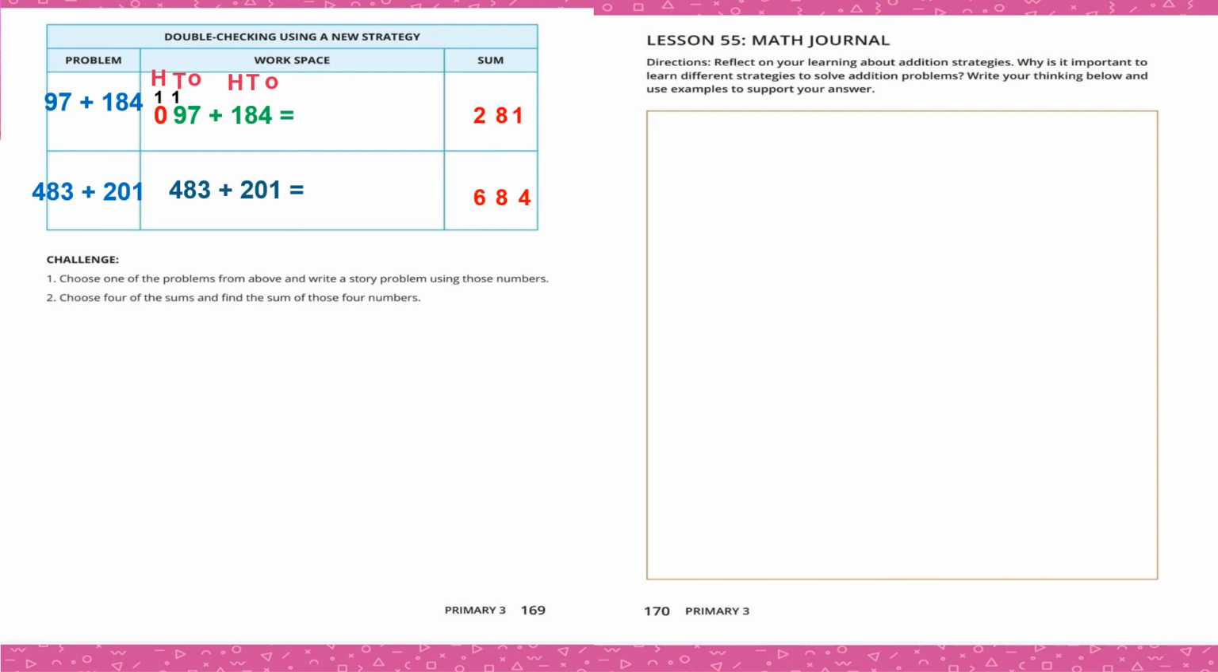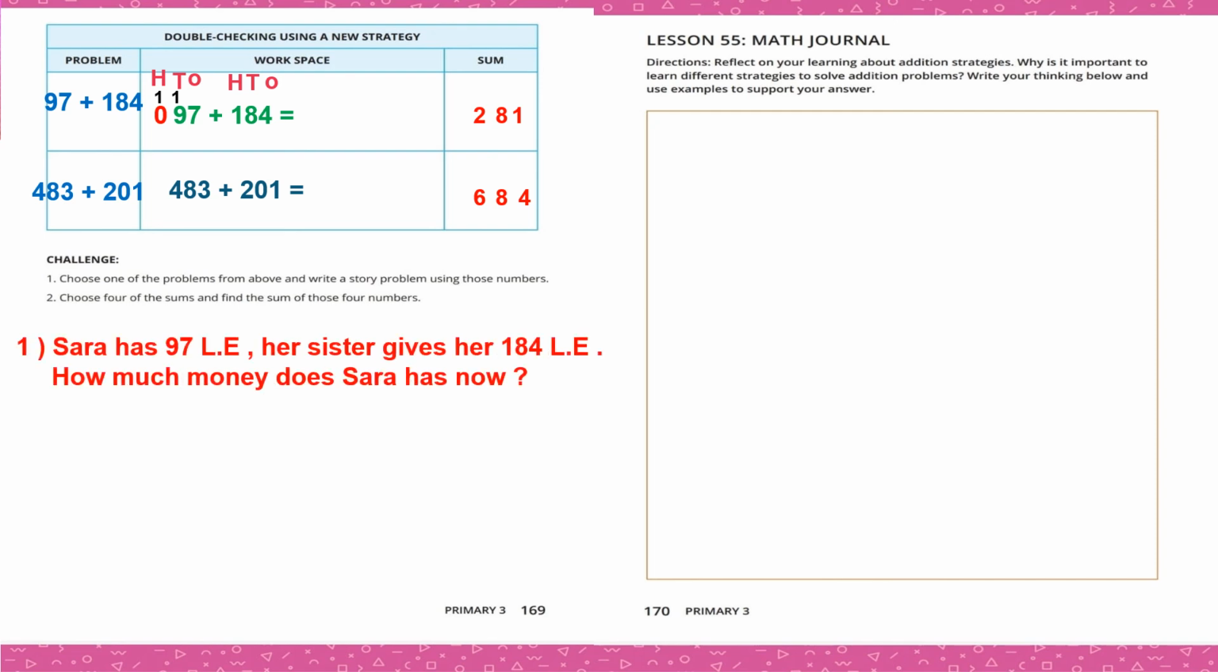Our challenge here, number 1: choose one of the problems from above and write a story problem using those numbers. Sarah has 97 pounds. Her sister gives her 184 pounds. How much money does Sarah have now?